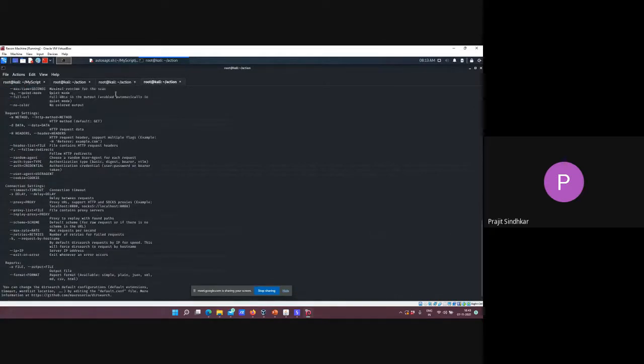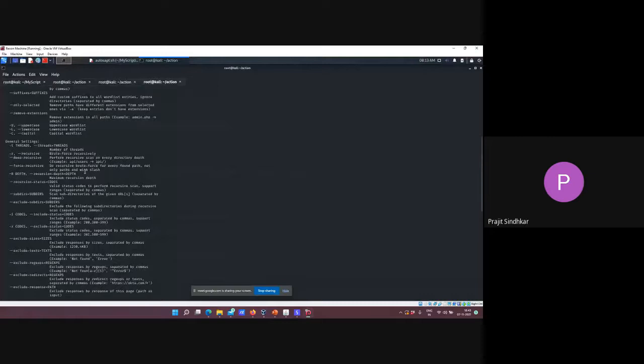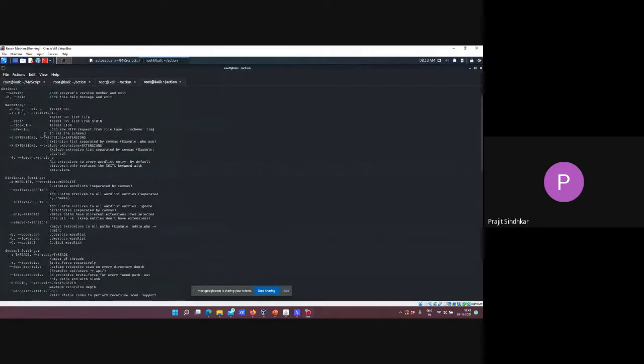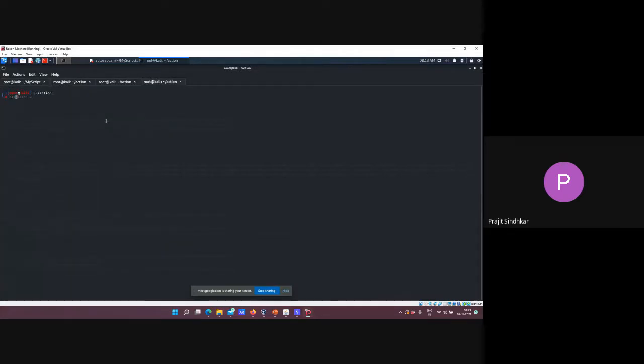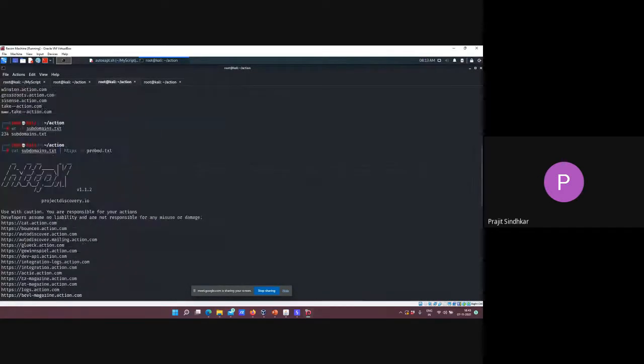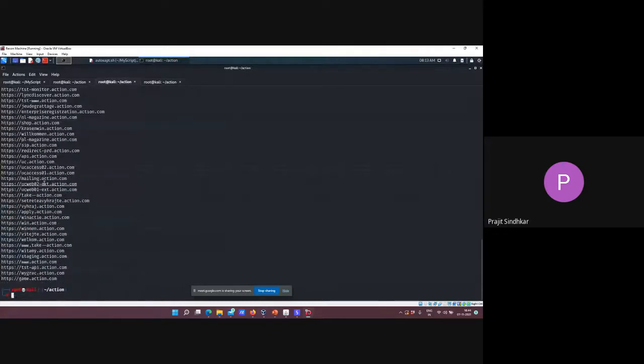Okay, so for this there are many different options. We are going to directly input our file. For a file we can use -l. If you are using a normal URL, you can use -u. If you are using a file of targets, then you have to use -l. So dirsearch -l, we have probe.txt. In this you have to give the target in URL format, you can't give it in subdomain format. Okay, and let's check how many subdomains are actually valid from the 234 we got.